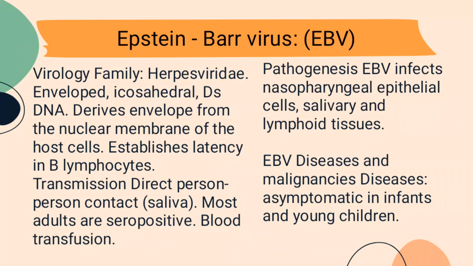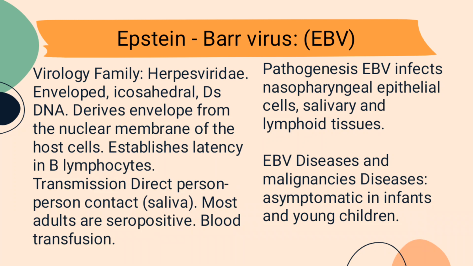The next one is Epstein-Barr virus, or EBV. The virology family is Herpesviridae. Enveloped icosahedral dsDNA. It derives its envelope from the nuclear membrane of the host cell. It establishes latency in B lymphocytes. The transmission is direct person-to-person contact. An example of this is saliva.